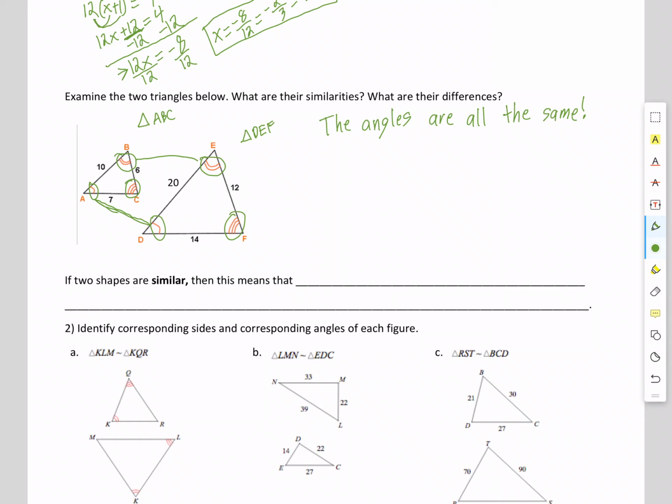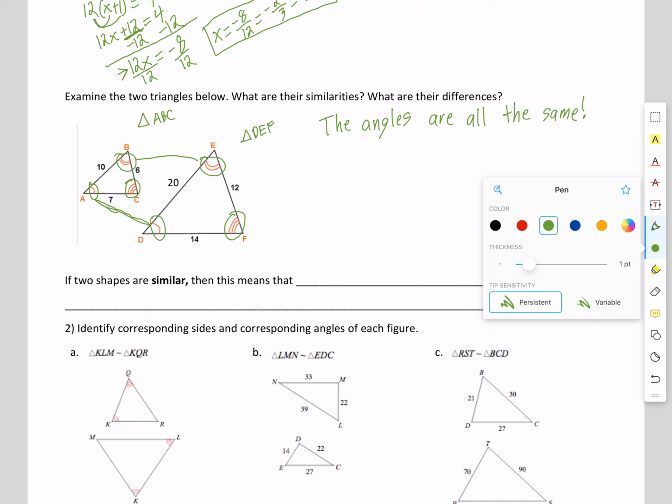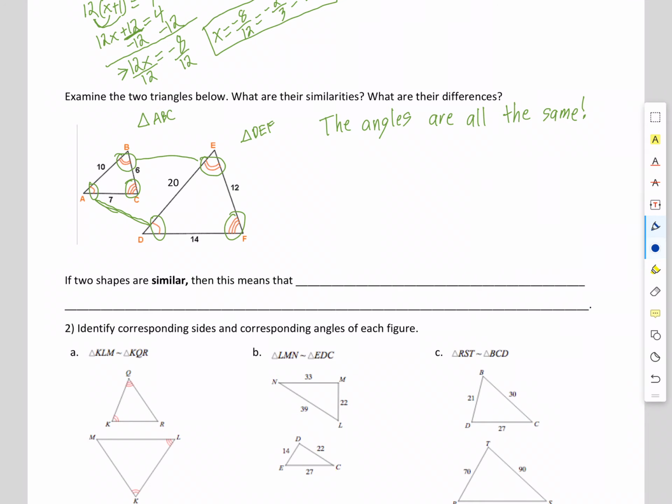But now let's look at some of the sides. So let me change colors here. Let's go to blue. Why not? Favorite color blue. Let's compare. So let's go side AC. I'm looking at this side in this first triangle. That's equal to 7. But then let's look at this side here. So we'd have side DF. And that one's equal to 14.